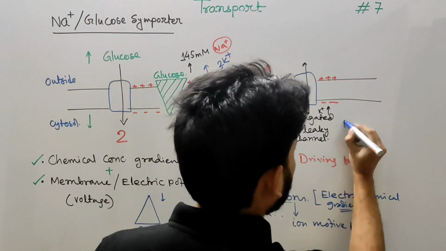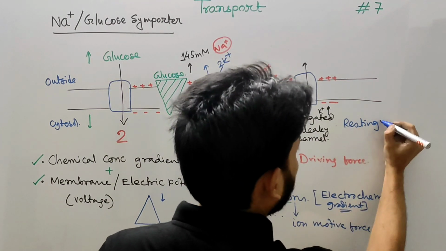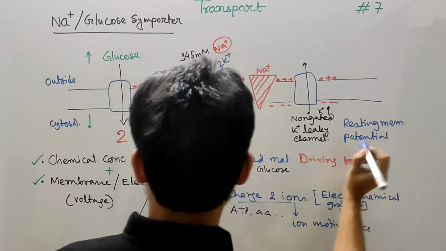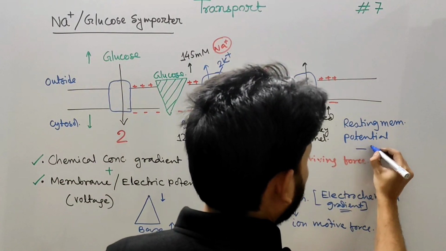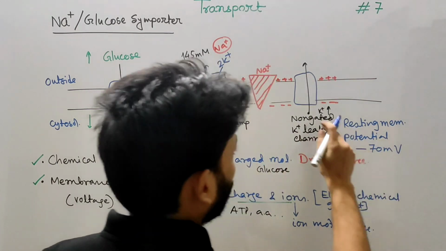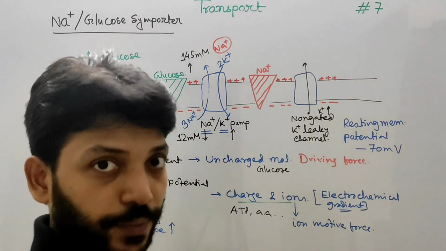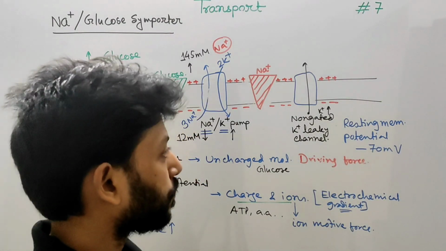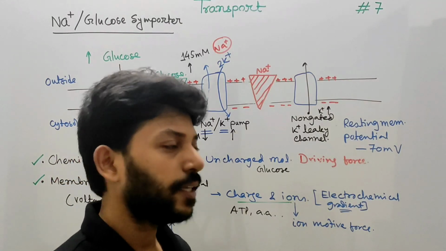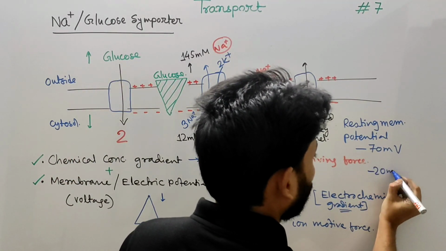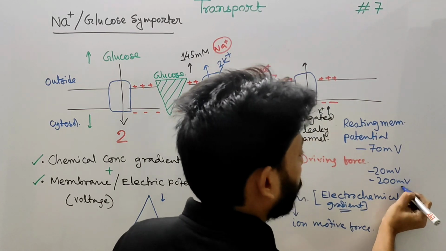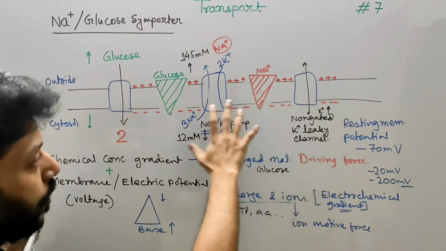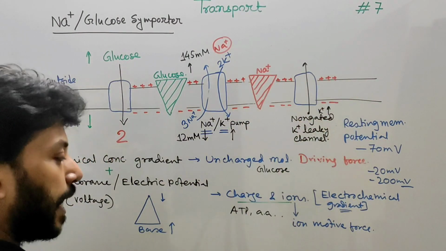So I can write here: resting membrane potential, or electric potential, that is about -70 millivolt, because the inside is negatively charged, so we write it like -70 millivolt. But the resting membrane potential can vary. It can vary from -20 millivolt to -200 millivolt, and it depends on the cells and the organisms. So generally it is -70 millivolt. So this is the case that more positive ions are present outside than inside.